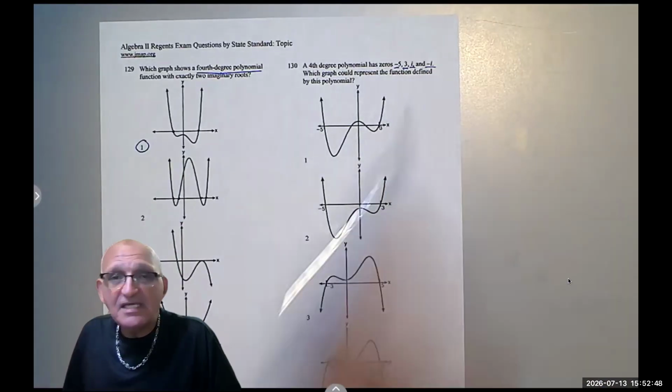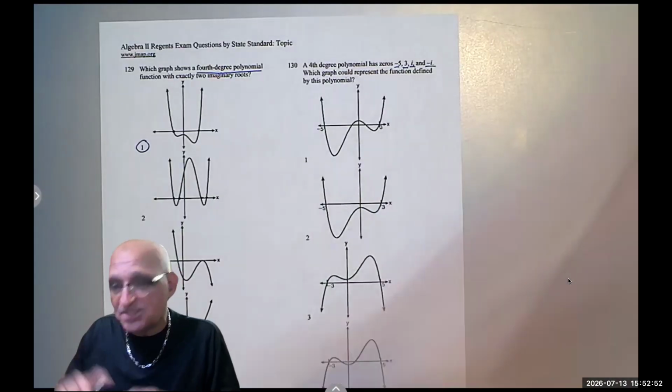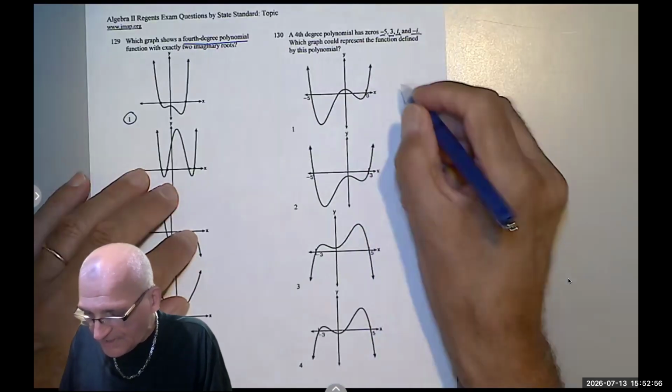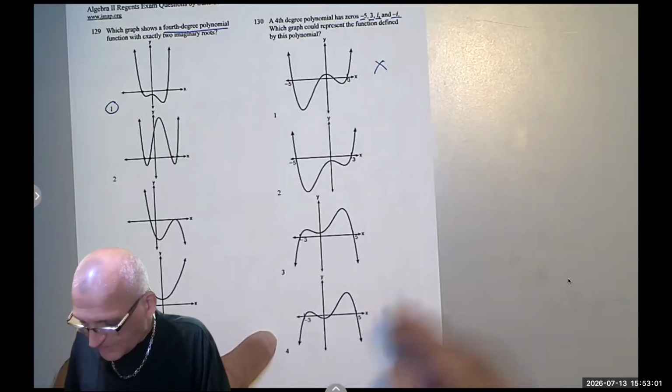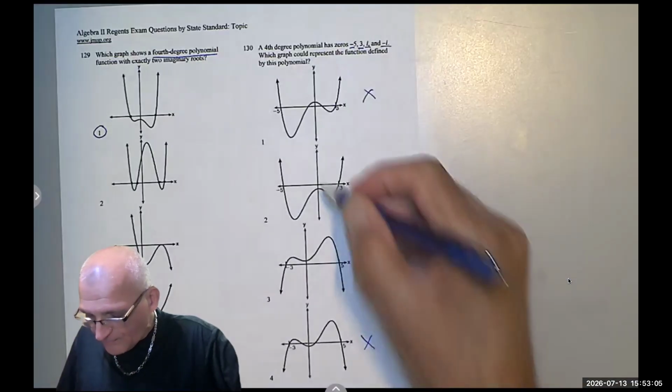I and negative I, meaning two of them, it will cross only twice, and the other two are imaginary. This one crosses four times, so it couldn't be that. But this crosses four times too. It couldn't be that. Okay? So it's one of these two.